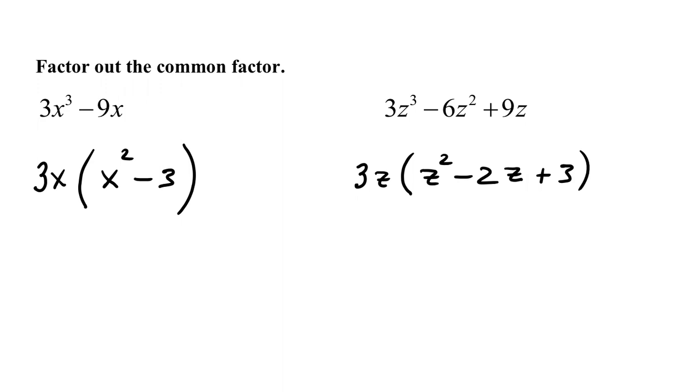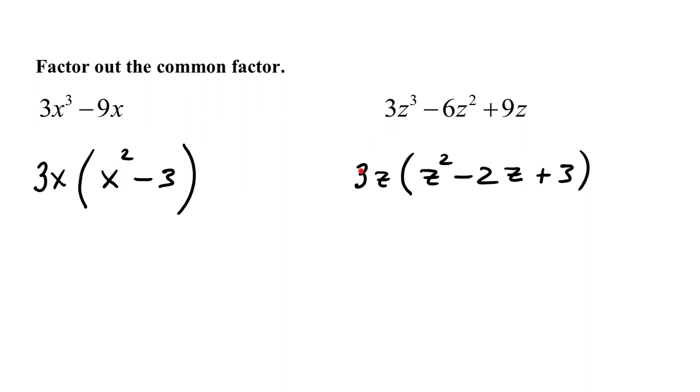The example to your right, 3z cubed minus 6z squared plus 9z. All of your coefficients, the most you can divide out of those is 3. And out of the variable terms, z to the first is the smallest. That's the most they have in common, though, so you have to look at it that way.